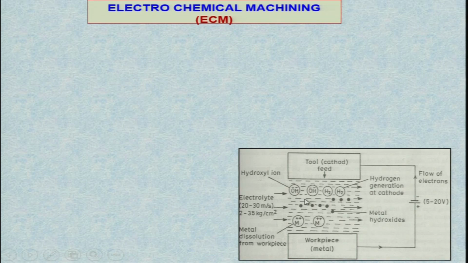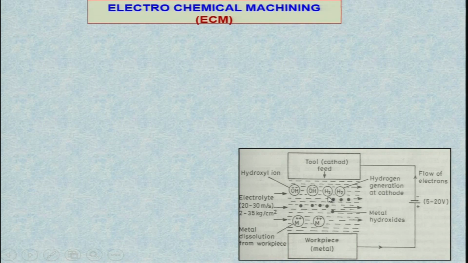When electrolysis takes place, it works on Faraday's laws of electrolysis, and it is just the reverse process of electroplating. In electroplating you are depositing the material, in machining you are removing the material. So, you have the hydroxyl ions, and the electrolyte is flowing at a very high speed, say 20 to 30 meter per second, and pressure is normally 2 to 35 kilogram per centimeter square, so that you can achieve this kind of speed. And here are the metal ions, metal ion dissolution from the workpiece and hydroxyl generation at the cathode.